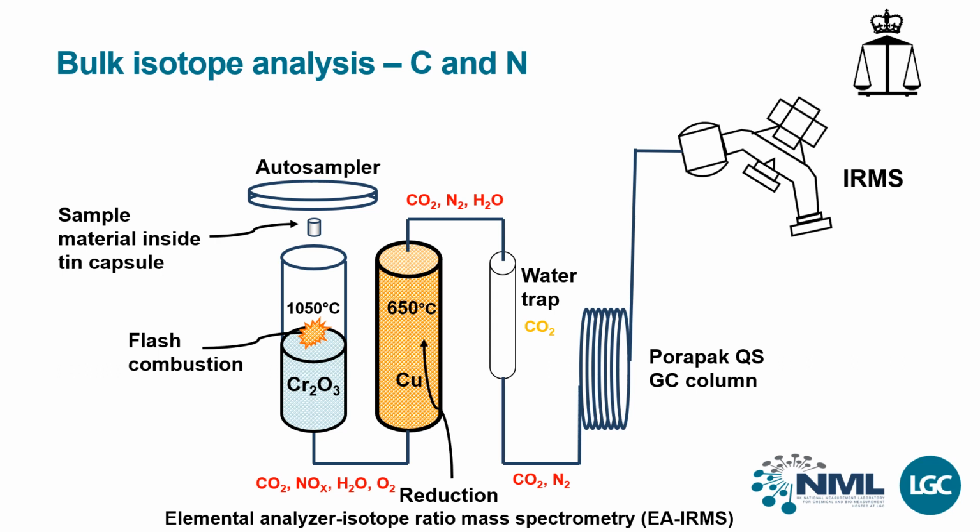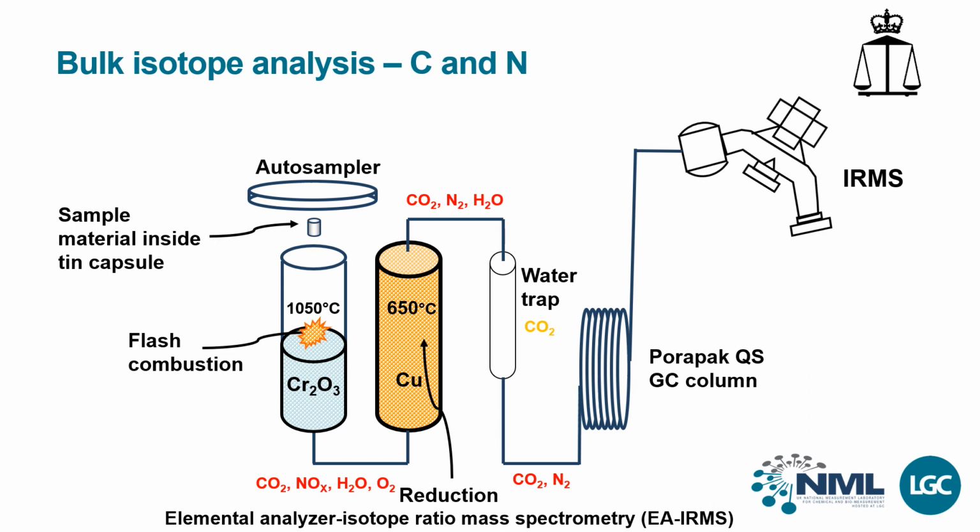The remaining gases are swept into a second quartz reactor containing copper wires maintained at 600 to 650 degrees C. Here, oxides of nitrogen are quantitatively reduced to nitrogen gas, and the excess oxygen from the combustion is trapped. In the next stage, the remaining gases, CO2, N2 and water vapour, pass through a trap to remove the water.